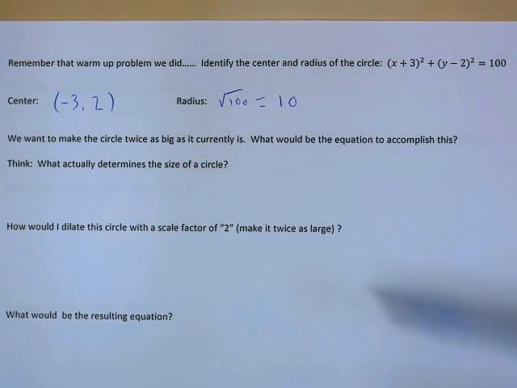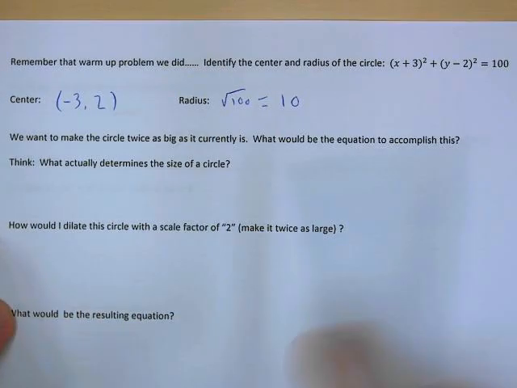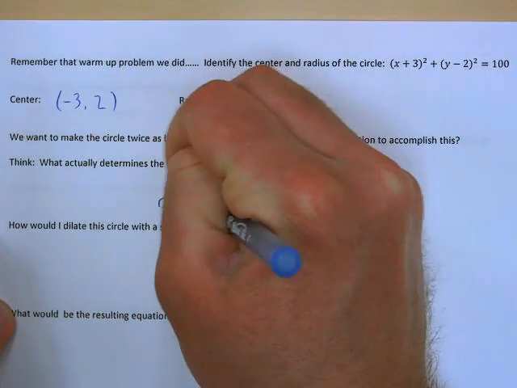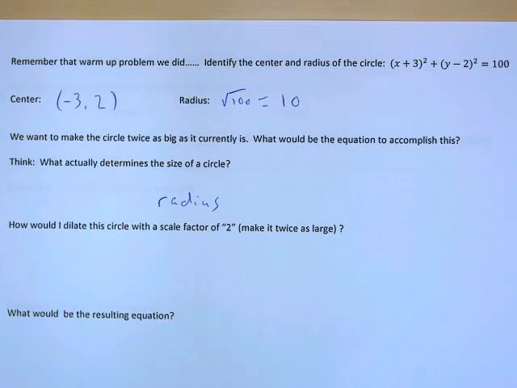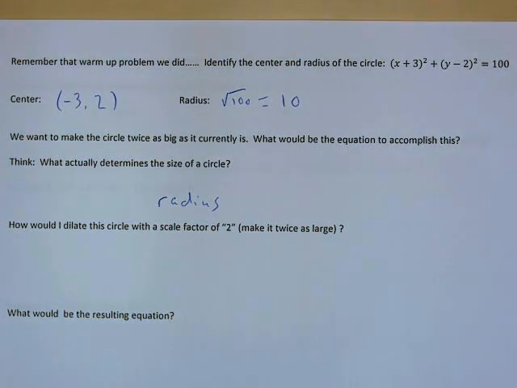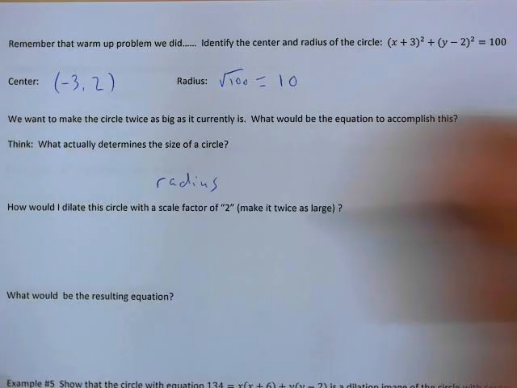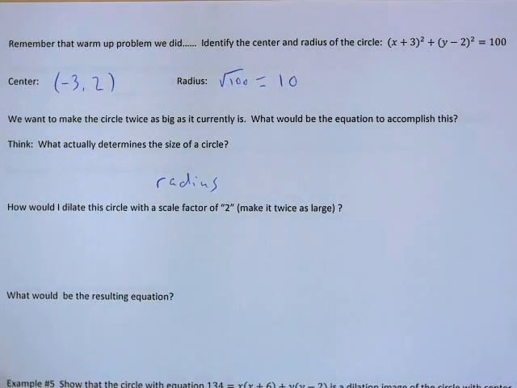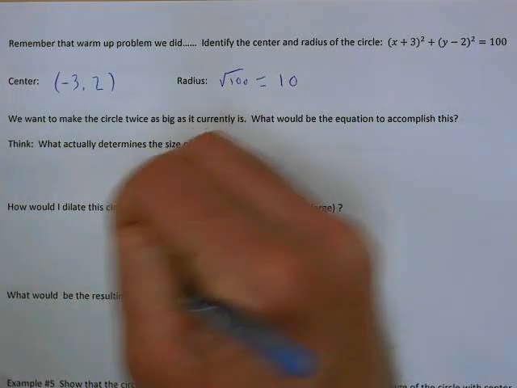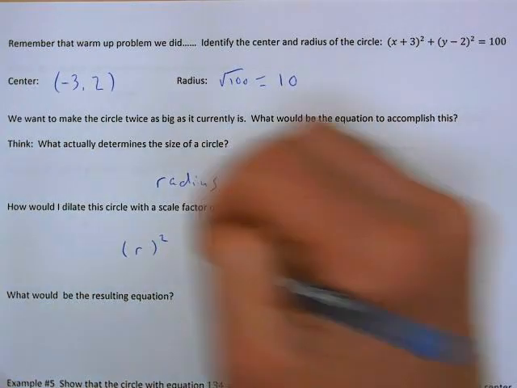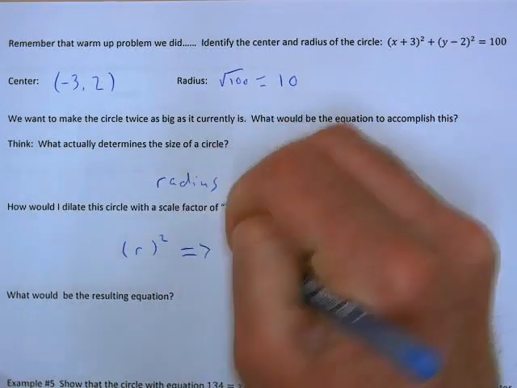Okay. Let's answer the questions they're asking us here. So think, what actually determines the size of a circle? Like we said, the radius does. And how would I dilate a circle with a scale factor of 2, make it twice as large, in other words? Okay, so that might be a weird way of saying it, but what we want to look at is this. Let me say it this way. In my equation, I have my radius squared. Okay, we want to make the circle twice as big. So then that means I want to double my radius.